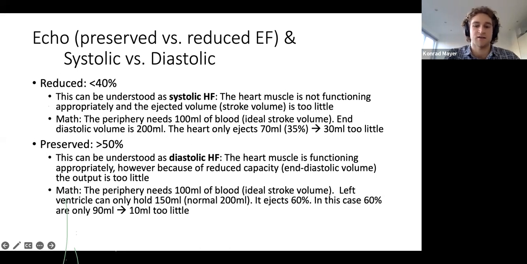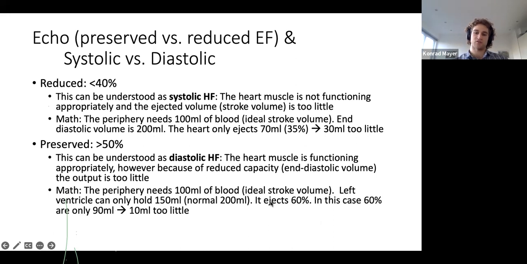On the other hand, I can have diastolic heart failure, or heart failure with preserved ejection fraction, which means that the heart is capable of ejecting 50% of its volume. So the heart muscle is functioning appropriately. However, because of reduced capacity, which is the end diastolic volume, the output is too little. So in my math example here, we still need 100 milliliters of blood, but the left ventricle, instead of holding 200 milliliters as it should, can only hold 150 milliliters. And it ejects 60%, which is healthy, which is good. We have good contractility. But in this case, the 60% of the 150 are 90 milliliters. And that's 10 milliliters below the 100 milliliters.